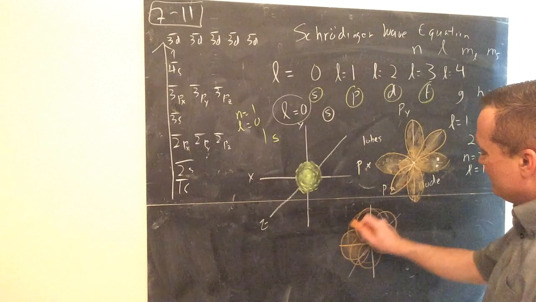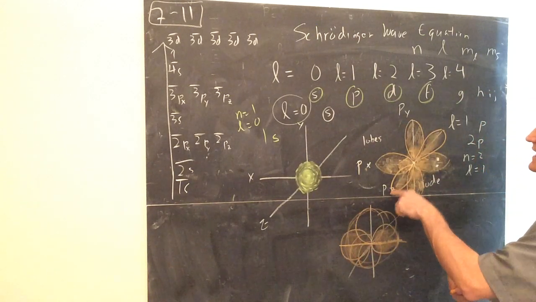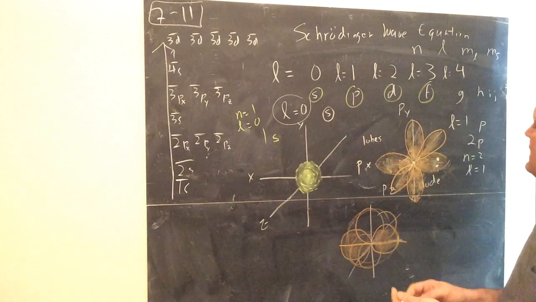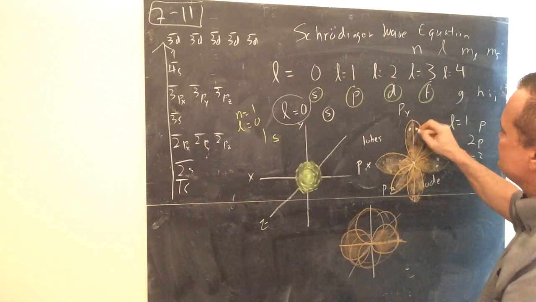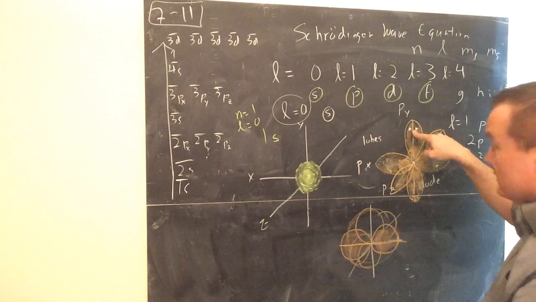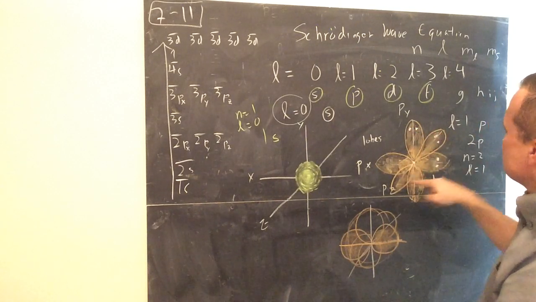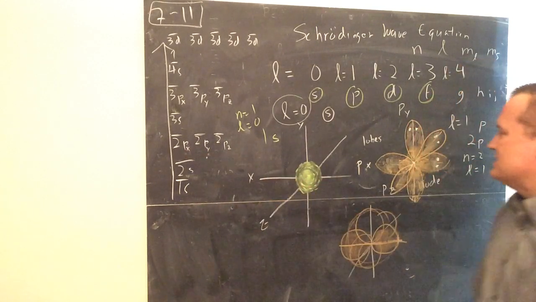Well, here's the deal. When you put together the px, the py, and the pz orbitals, 1, 2, 3, 4, 5, 6. So 2 electrons can be in each one. 2, 2, and 2. 2 could be in this one, either this lobe or that lobe, or 1 or 1, or this one or that one. So you could have 6 total electrons. That's why we call it 2px, 2py, 2pz.